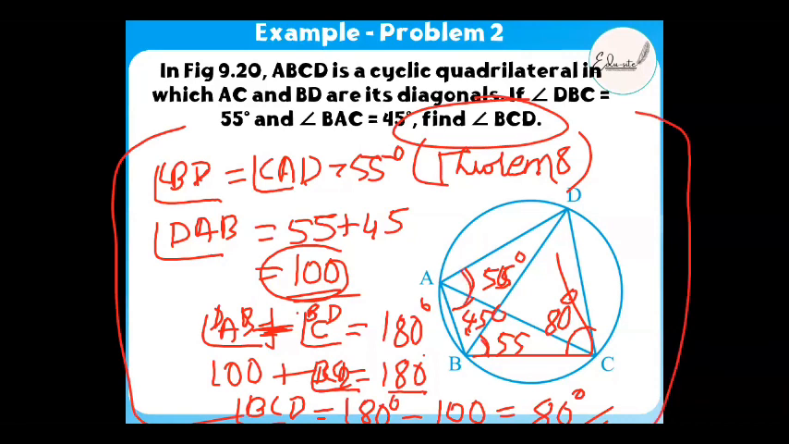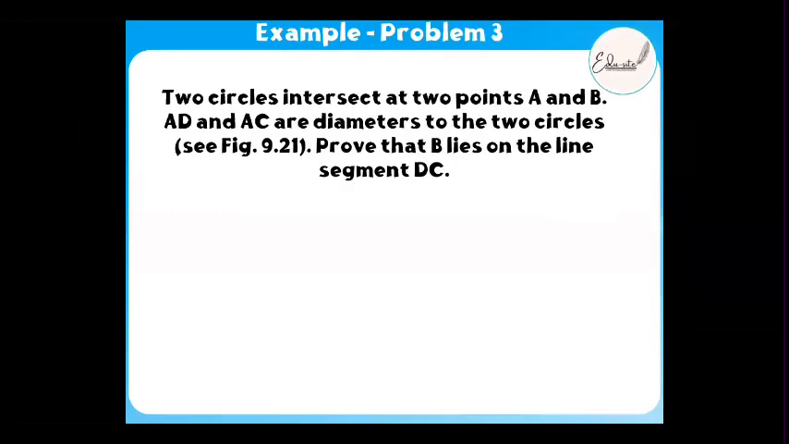This is equal to this because of the theorem number 8. Theorem number 8 states that angles in the same segment are equal. And then this is given as 45 degree. 45 plus 55 gives you 100. So the opposite angles sum to 180 degree. 180 minus 100, which is equal to 80 degree, is the angle that is here. That's all.